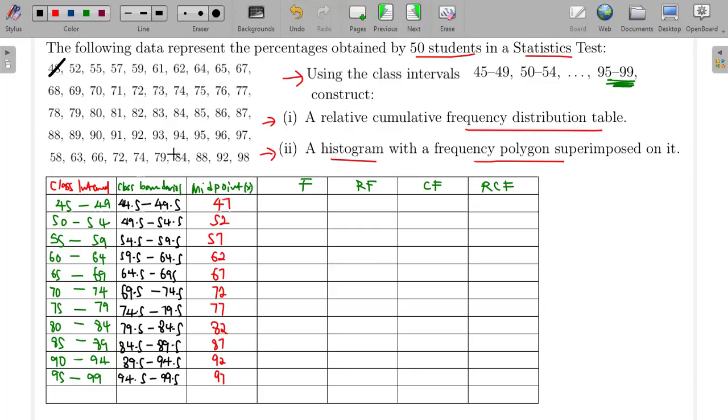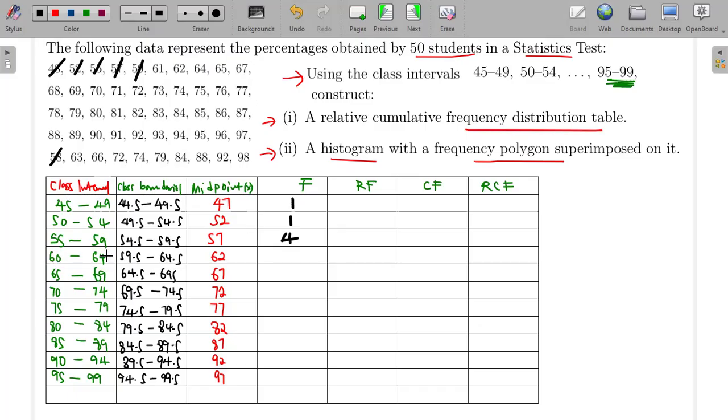Okay, I can't see any other number, so the frequency there is 1. Between 50 and 54, how many numbers can we see there? I can only see 52. So the frequency there is also 1 because there is no other number. And then between 55 and 59, so 1, 2, 3. Any other between there? This one here, 4. So I'm going to say 4.